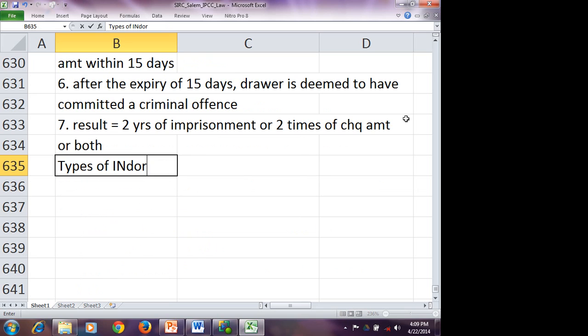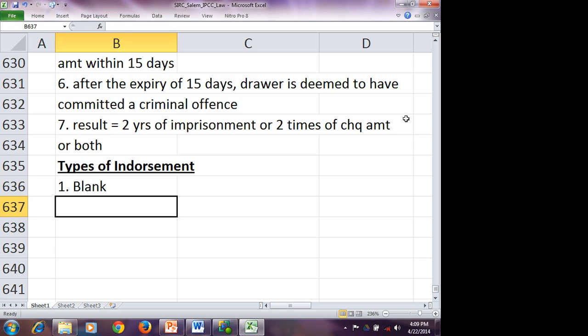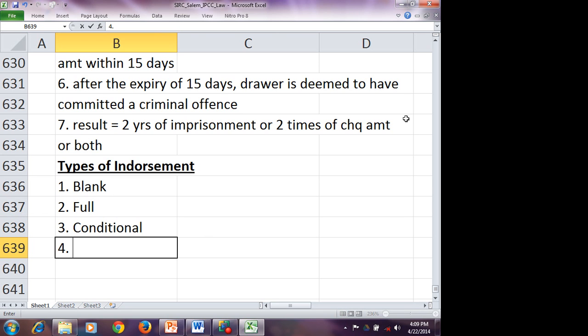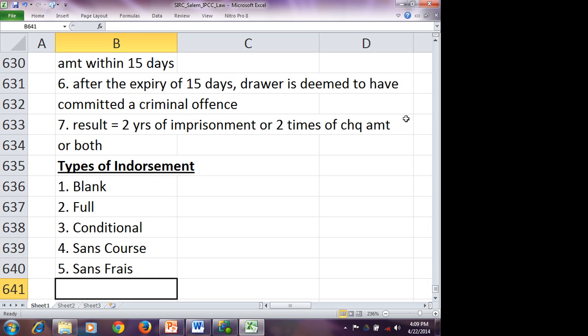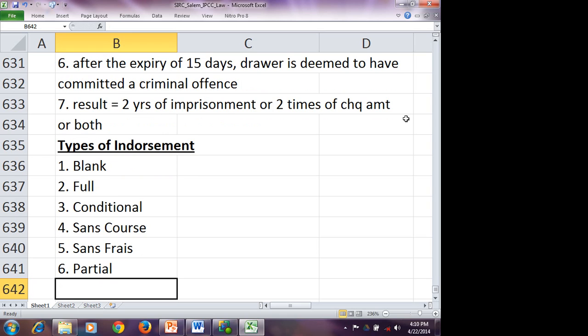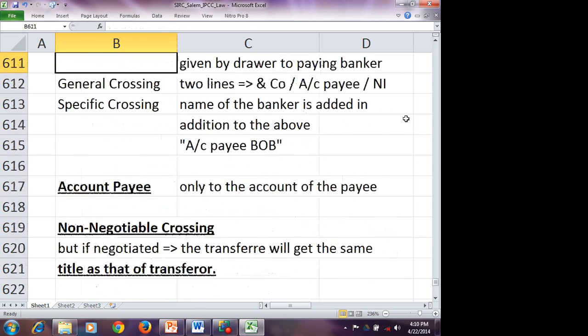Types of endorsement. Blank endorsement, full endorsement, then conditional endorsement. Fourth, sans course endorsement. Fifth, sans phrase endorsement. Sixth, partial endorsement. Simple. I'll just quickly explain what these types of endorsement are.